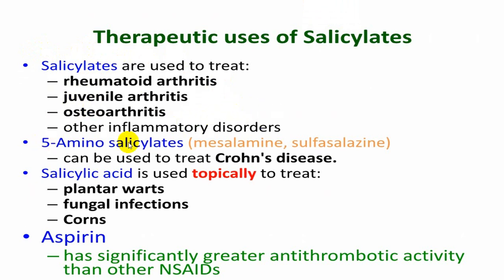I have already told you 5-aminosalicylic acid, that is mesalamine or sulfasalazine, is utilized very commonly in Crohn's disease and in case of ulcerative colitis. It is utilized as a topical preparation in plantar warts, fungal infection. And aspirin is utilized as an antithrombotic, particularly in a person with atherosclerosis. And also aspirin is utilized for patent ductus arteriosus closure.